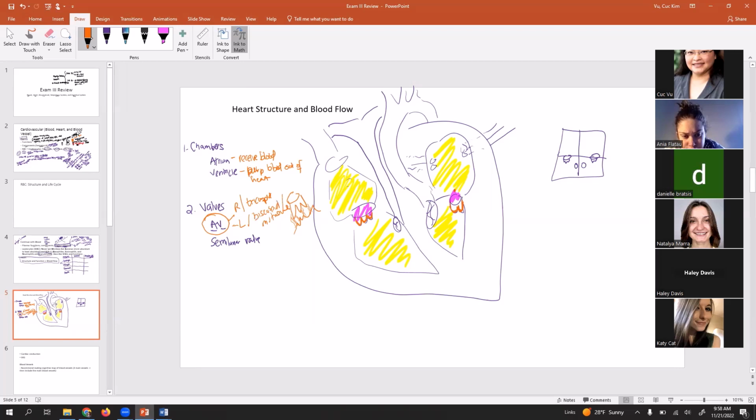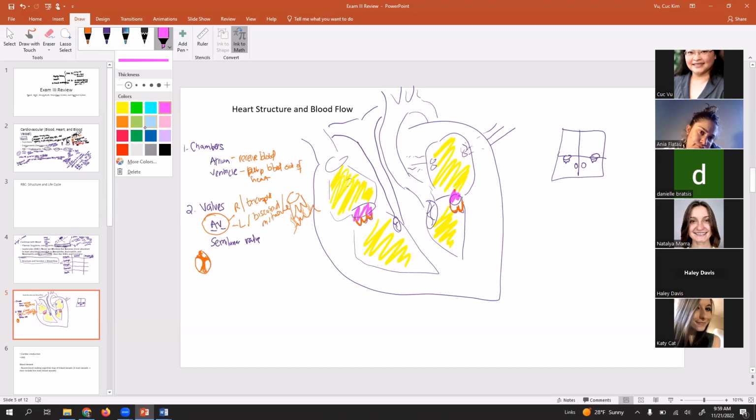Now the semilunar valves look like this. Semi meaning half, lunar meaning moons. These are little half moon shapes right here. They're not flaps, so they don't need the tendinous cords. So this right here is a semilunar valve, and this right here is a semilunar valve.